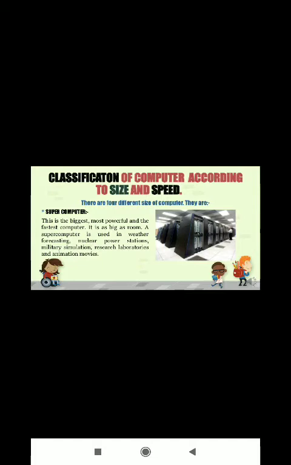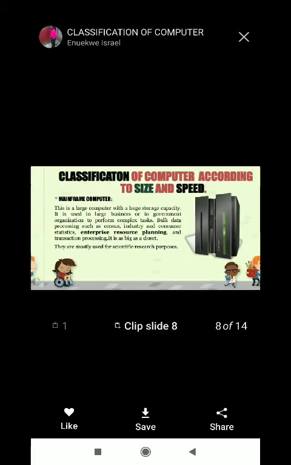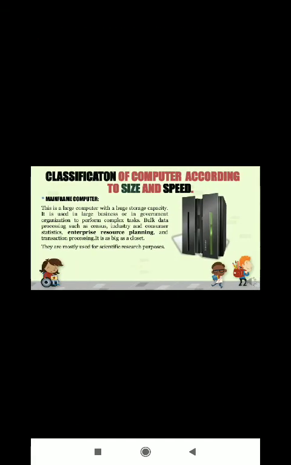Now, classification of computer according to size and speed. There are four types of computer classification. First, the supercomputer. This is the biggest, most powerful, fastest computer and is used for weather forecasting. Supercomputer is a broad term for one of the fastest computers currently available. This is the picture.